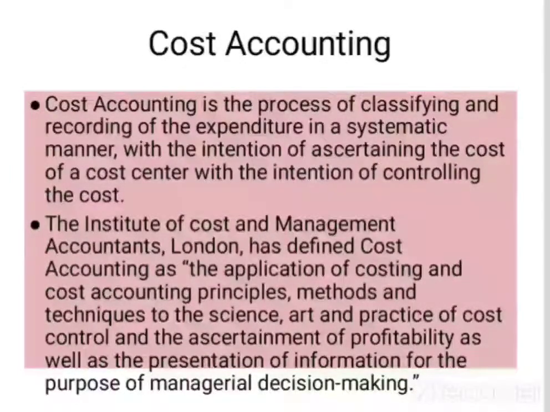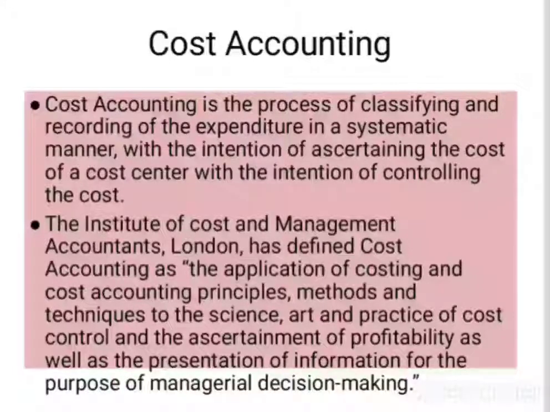As the term says, cost means all kinds of expenditure. In cost accounting, all kinds of cost will be recorded. All the transactions in which costs or any kind of expenditure are included will be recorded. So cost accounting is a process of classifying and recording expenditure in a systematic manner with the intention of ascertaining the cost of a cost center and controlling the cost. The major intention behind cost accounting is to control the cost.